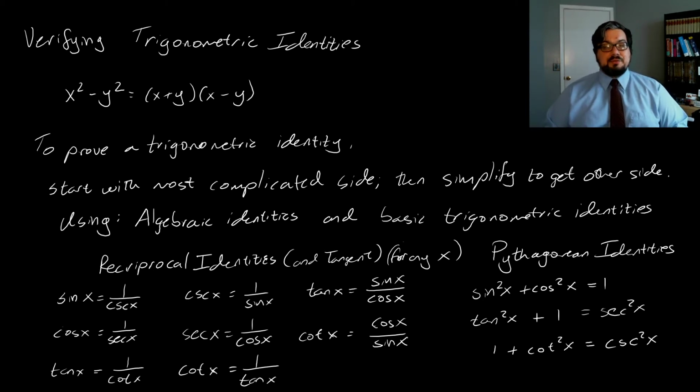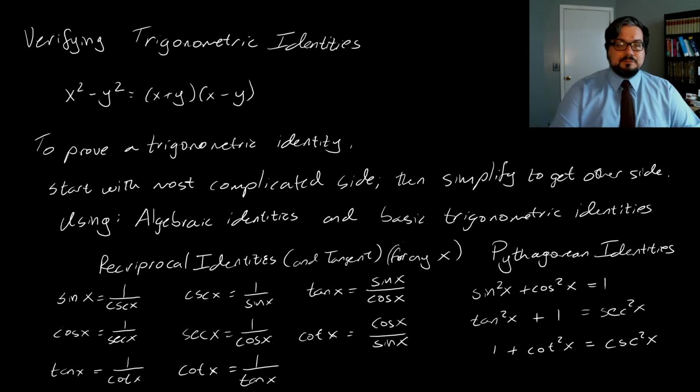So we have these 3 Pythagorean identities. The first one is much more commonly used than the other 2, but the other 2 are very important. So we need all 3 of them. So these are the basic identities that we want to use to try to verify trigonometric identities. So let's see some examples.